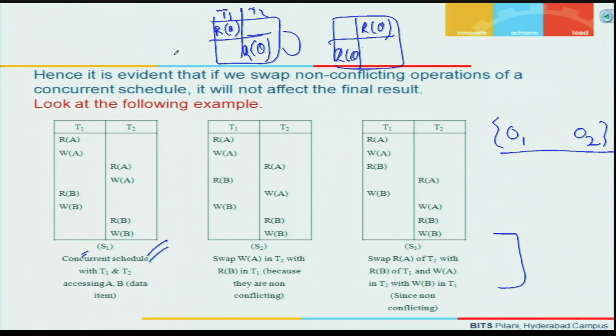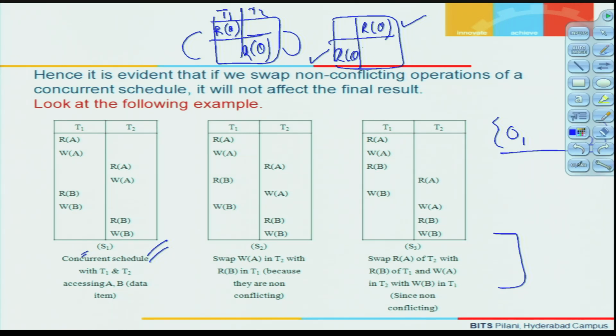When I find a non-conflicting pair of operations in a concurrent schedule, I can swap the order of these instructions, so there is no problem. Once swapped, first executed is the read operation of T2 and next is the read operation of T1. Hence we can swap a non-conflicting pair of operations. Now let us have a look at this example. I have a concurrent schedule.